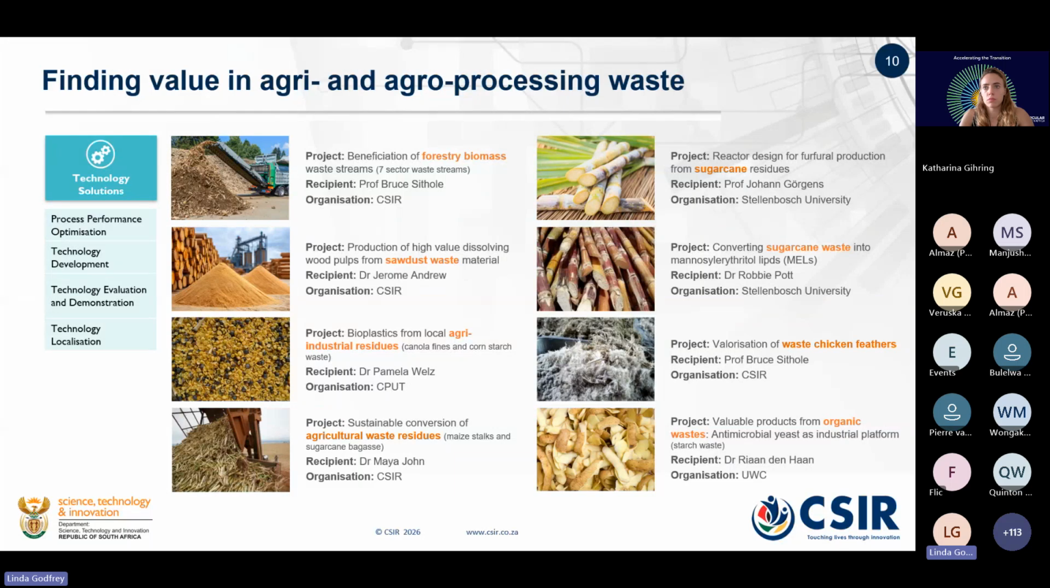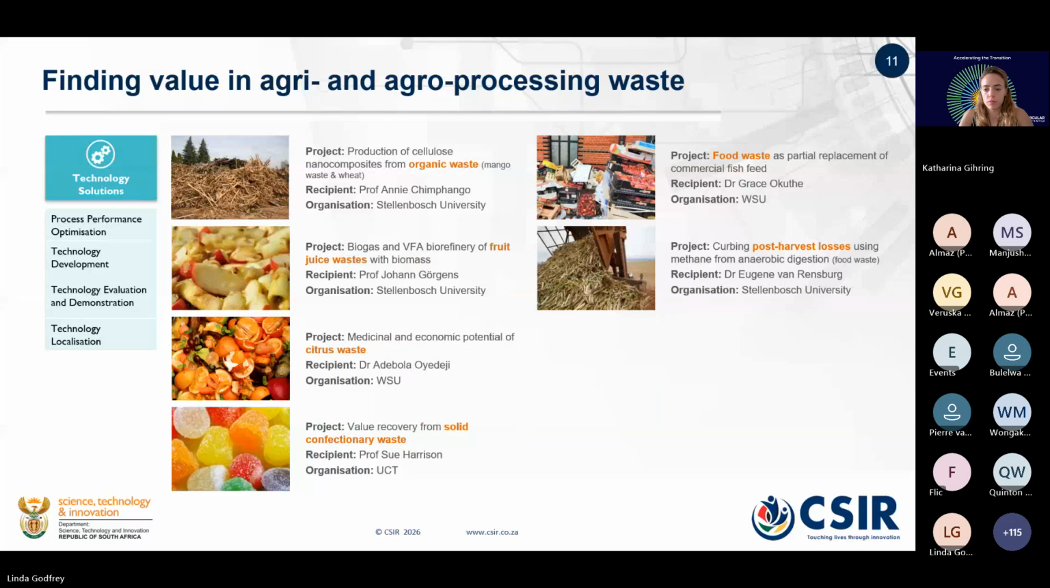And what's common in all of these, even though the organic waste streams differ, or the agri and agro-processing waste streams differ, the common thread is understanding what lies within these waste streams and what can be unlocked in terms of high value product recovery, whether it be palm oil or nanocrystalline cellulose fibers or bioplastics, for example, or MELs. What are the valuable products that reside within these waste streams?